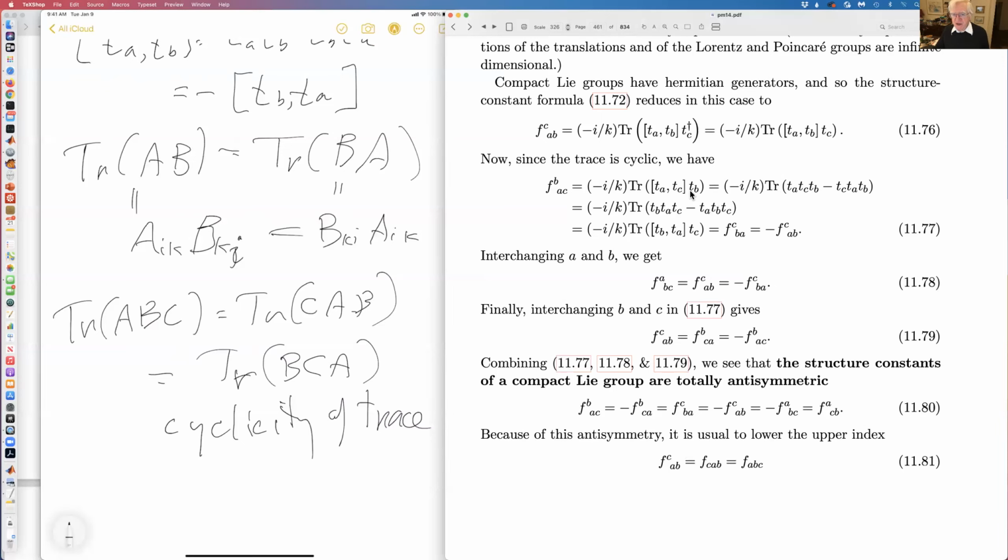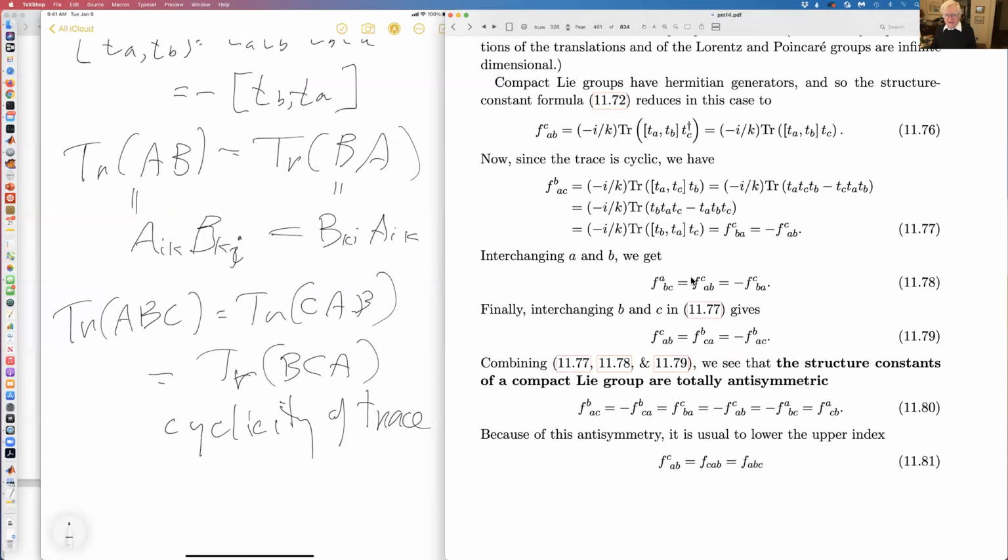Okay, so let's go through this. For a compact Lie group with Hermitian generators, what do we have? We just have that the formula for the structure constants looks like this. We can rewrite this commutator. We can expand, and we get this. Then the cyclicity of the trace allows us to move this one, to move this guy here, we get this. And then to move this guy to the end, we get that. And now we say this is the commutator of TB with TA. So this is F_CBA. On the other hand, we're anti-symmetric in the lower indices, so this is minus F_CAB.